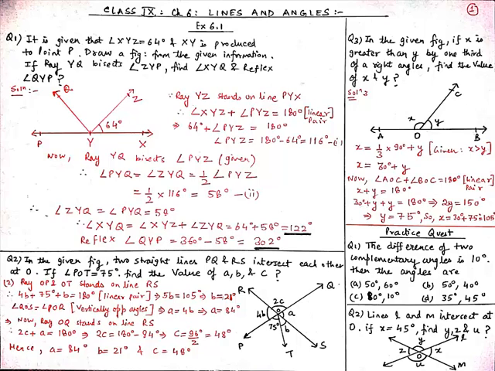And now by linear pair we can say that X plus Y is equal to 180 degrees. So on substituting the value of X, which is 30 plus Y, we get 30 plus Y plus Y is equal to 180 degrees. So from here 2Y is equal to 150 degrees. So Y is equal to 75 degrees. And from here X is equal to 30 plus Y. So 30 plus 75 is 105 degrees.